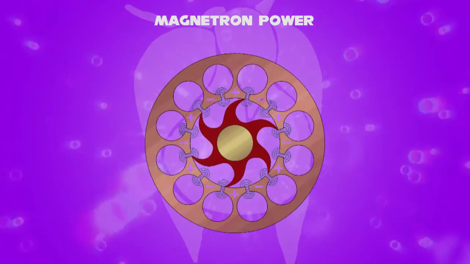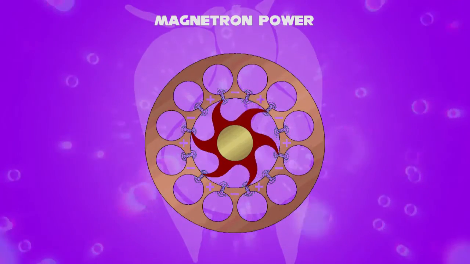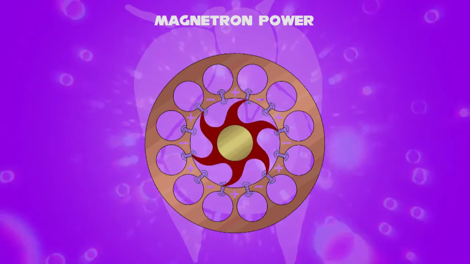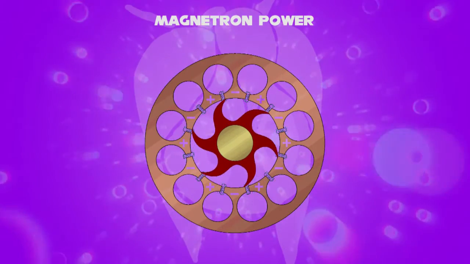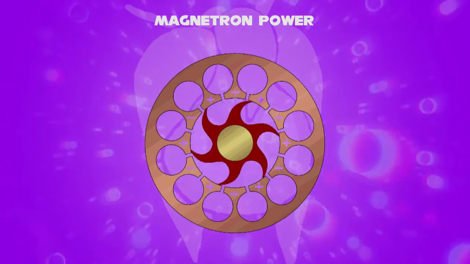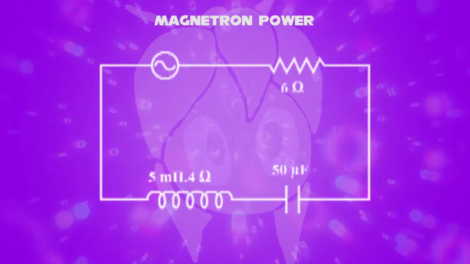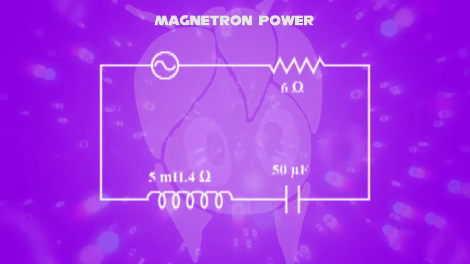This allows large amounts of microwave radio frequency energy to be generated in the cavities. This is the result of the oscillating currents flowing around the cavities. You know, an oscillating current acts as an AC source.